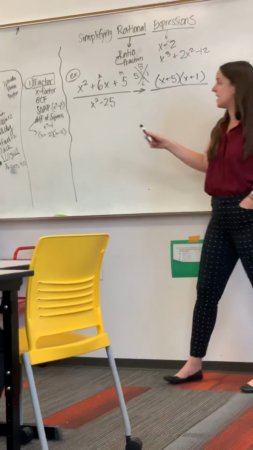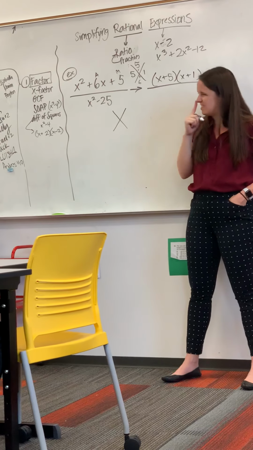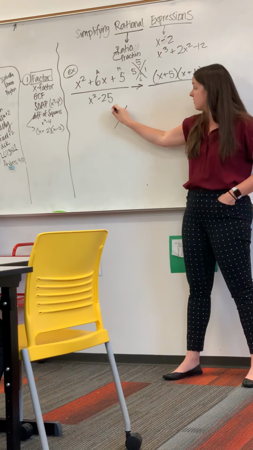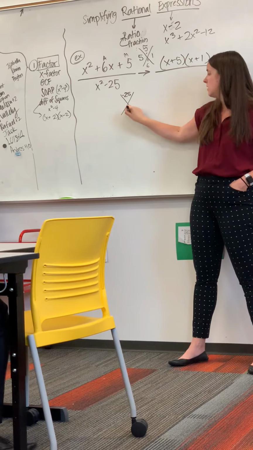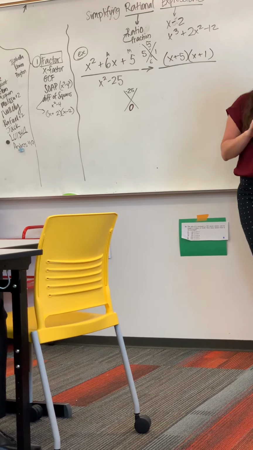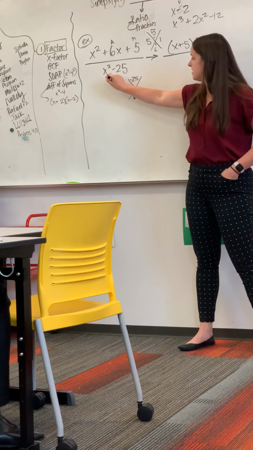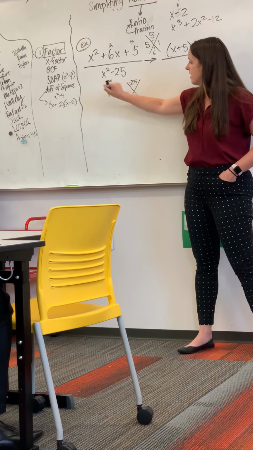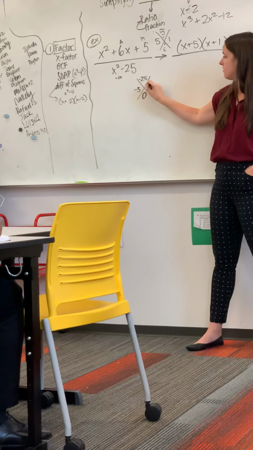You could also use the X factor for this one. What would I put on top? Negative 25. Right, and what would I put on bottom? 0. Why 0, David? Because since you don't have a number in the middle that just has an X, it would just be 0. This is technically like 0x in here, right? So then what would my numbers be? Negative 5, positive 5.